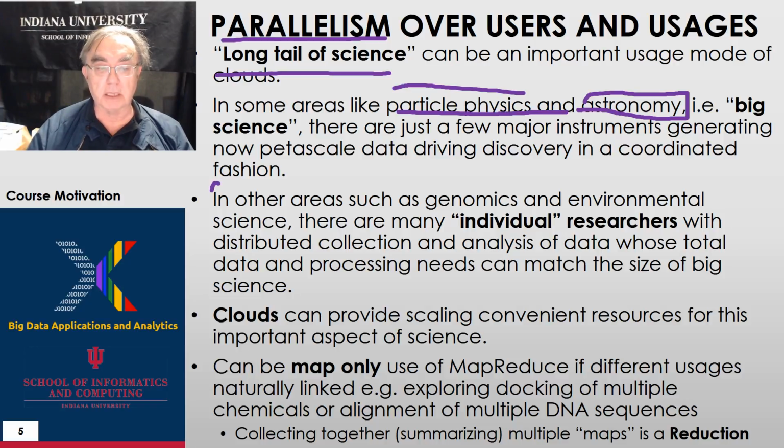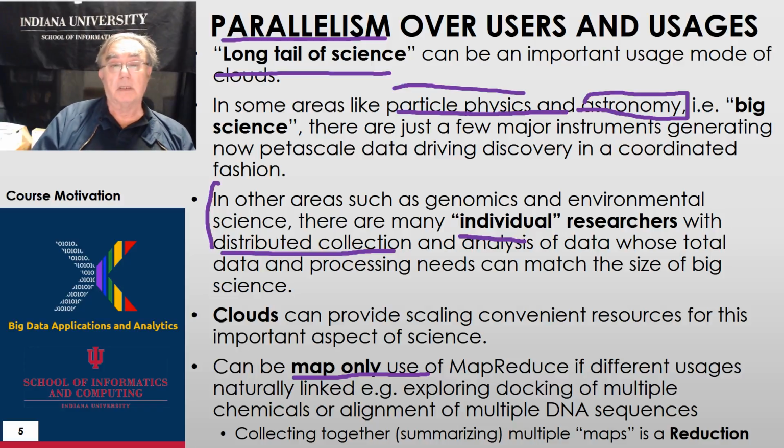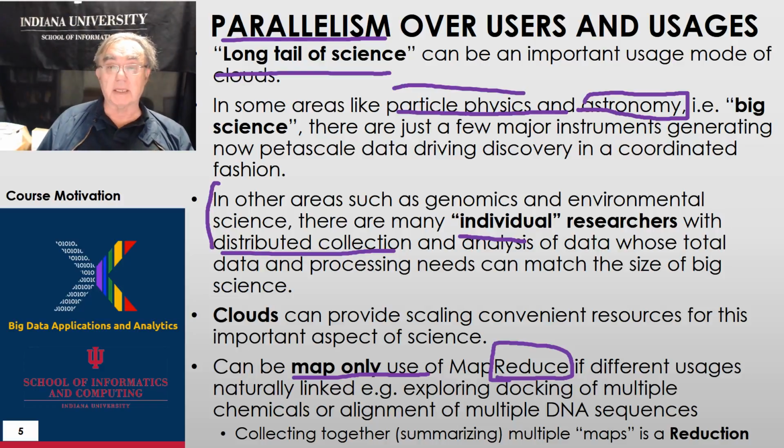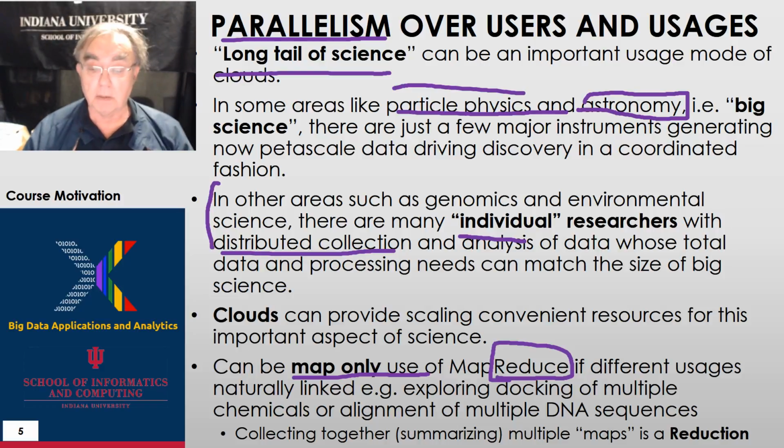A good example of the long tail is genomics and environmental science, which gather data in a distributed fashion, and this data is nicely integrated in the analysis on the cloud. As I mentioned, we can either do the map-only version of MapReduce, just running computations, or we can do map followed by reduction, where the reduction is typically collecting many jobs together, such as in the case of the discovery of the Higgs boson analysis.